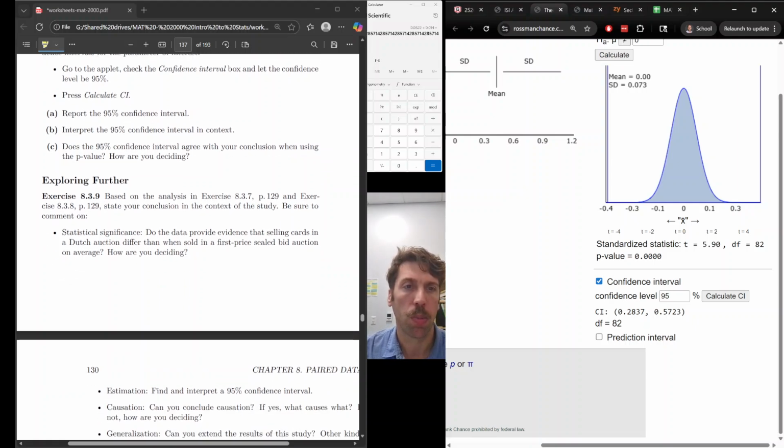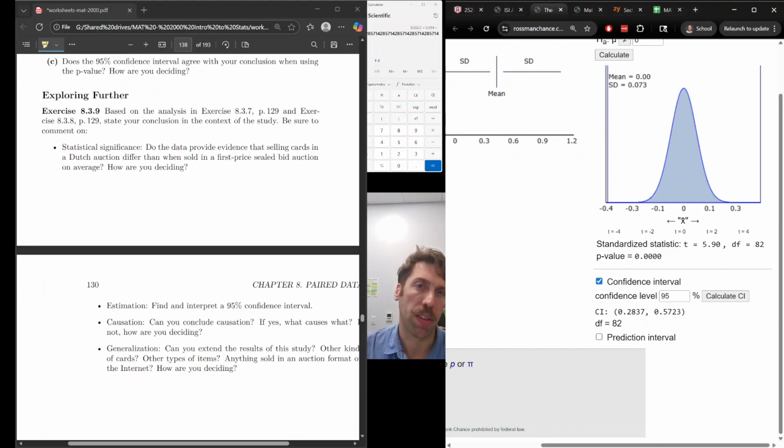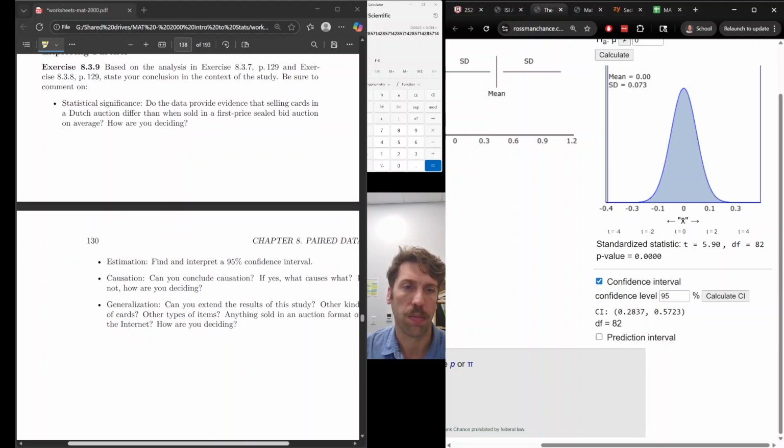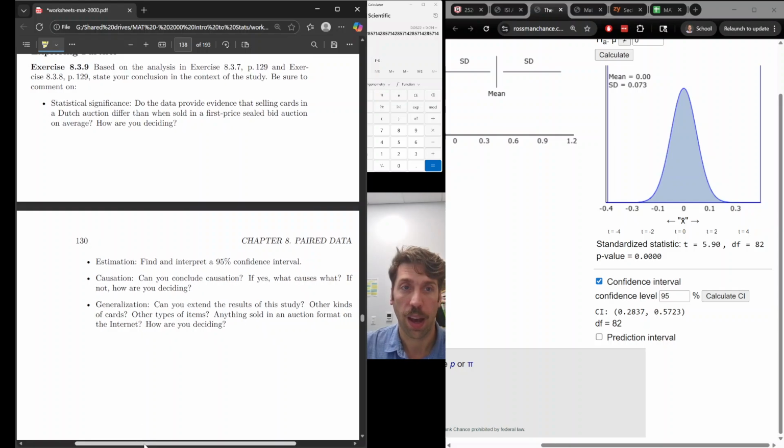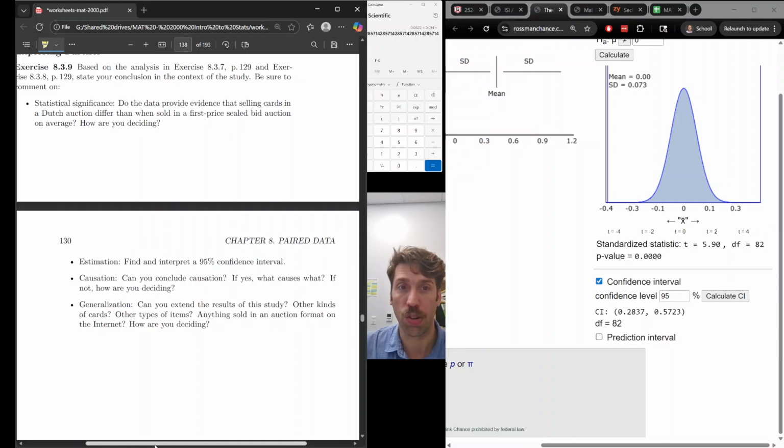Okay, exploring further. Number 9, based on the analysis in number 7 and number 8, state your conclusion in the context of the study. Be sure to comment on statistical significance. Do the data provide evidence that cards sold in the Dutch auction differ when sold in the first price sealed bid auction on average? How are you deciding? Remember to use full sentences for this problem, and there are several parts. Have at least one full sentence for each bullet point.